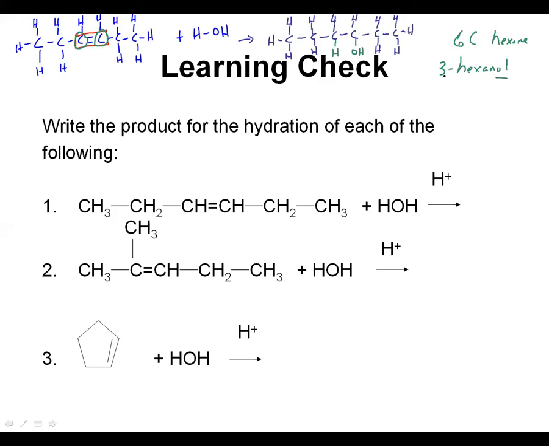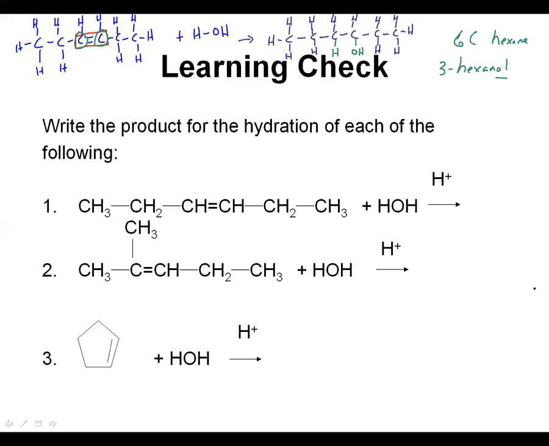But more importantly for us right now, double bond to a single bond. H goes to one carbon, OH goes to the other. And again, in this particular case, you don't have to choose one over the other, because they have the same number of hydrogens to begin with. All right, any questions on that one?